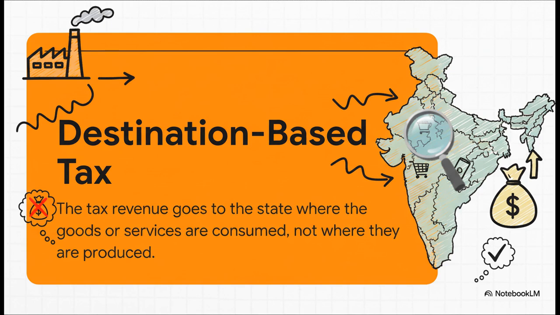And this brings us to another really fundamental change. GST is a destination-based tax. This was a huge shift. It means the tax money goes to the state where the stuff is actually consumed, not where it was made. This helps spread the tax revenue more fairly across the country, especially benefiting states that buy more than they produce.